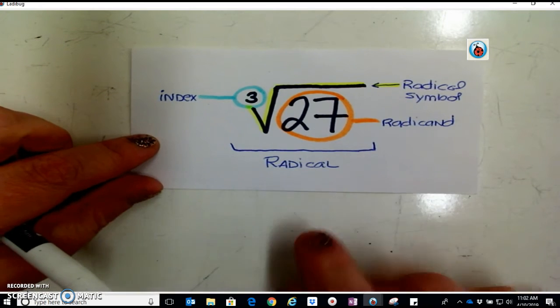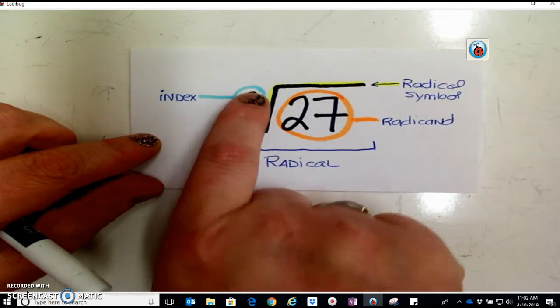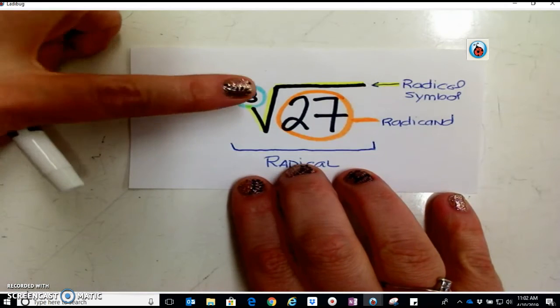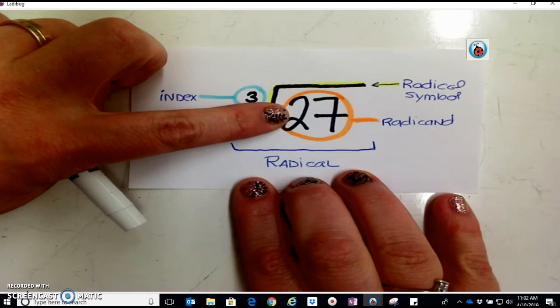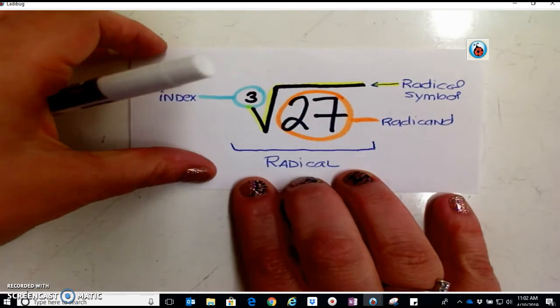So just a reminder, radical symbol, index, our index is going to be a 2, which means that it's really just not written. Anything underneath is going to be called the radicand. The whole thing is called a radical.